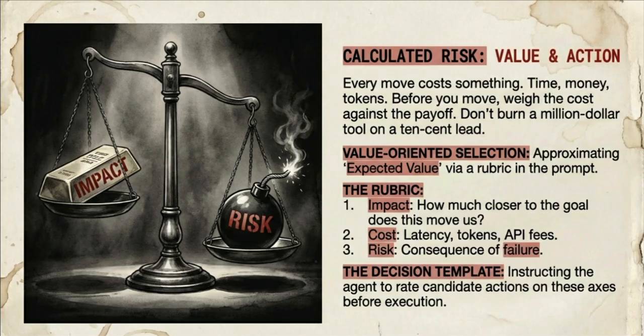We implement value-oriented selection by approximating the expected value through a rubric included in the system prompt. This rubric typically focuses on three axes. First is impact, which asks how much closer this move brings the agent to the goal. Second is cost, which accounts for latency and tokens and API fees. Third is risk, which considers the consequence of a failure for this specific action.